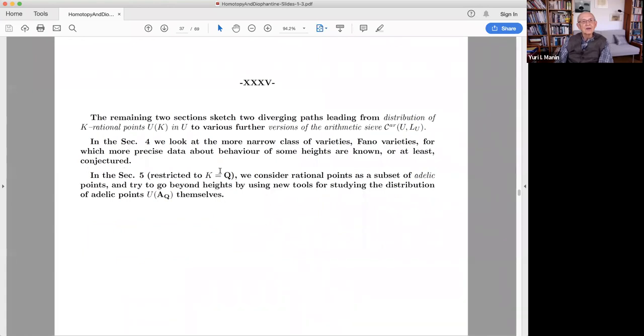So in the remaining two sections, I will sketch two diverging paths leading from the distribution of K-rational points in U to various further versions of the arithmetical sieve. I can suggest not one, but several versions of arithmetic sieves, and they are in a sense diverging. So in the next section four, I will look at a more narrow class of varieties, only Fano varieties, for which more precise data about the behavior of some heights are known or conjectured. And in the last section, restricted to the case of rational numbers, I will consider rational points as subsets of adelic points and try to go beyond heights by using new tools for studying the distribution of adelic points themselves.